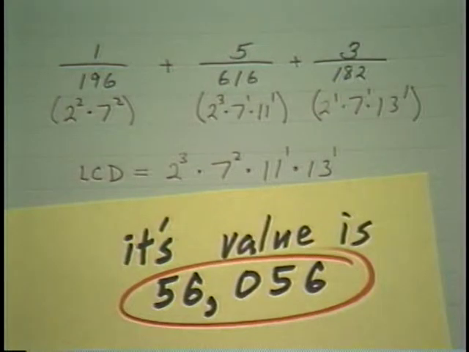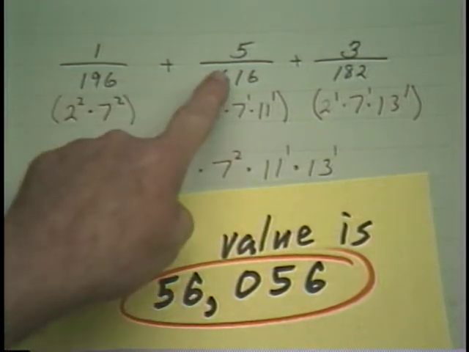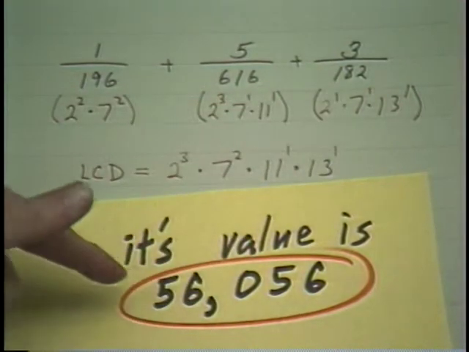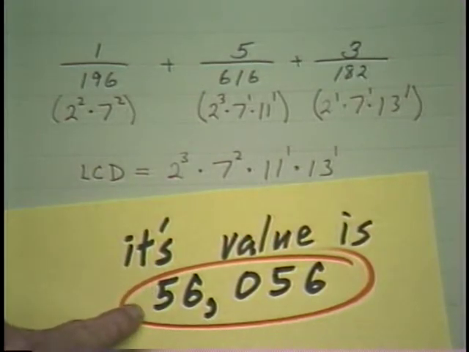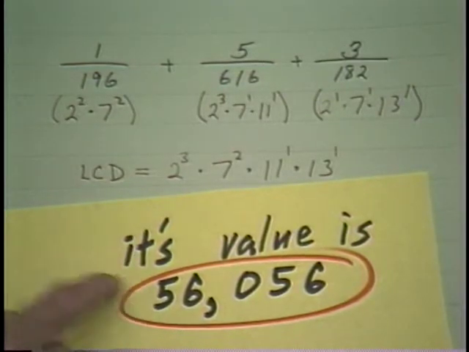As a matter of fact, its value is 56,056. That's the smallest number that exists that all three of these will divide into. There are many, in fact an infinite number, greater than this. But this, as big as it is, is the smallest. However, we didn't really need to know that just yet.